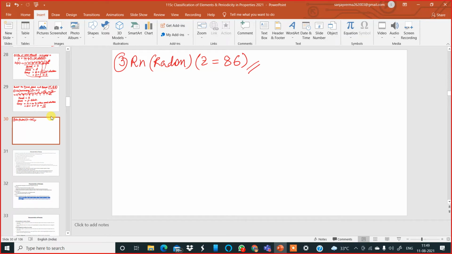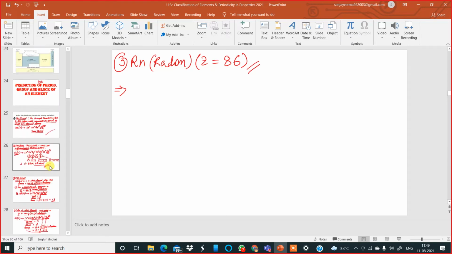Now, you also write down the electronic configuration for radon. If it enters a d electron, it's n minus 1 d. But if it enters an f electron, then I will tell you for that also. If it is entering the f orbital, then it will be the n minus 2 f subshell. That time you have to follow this.